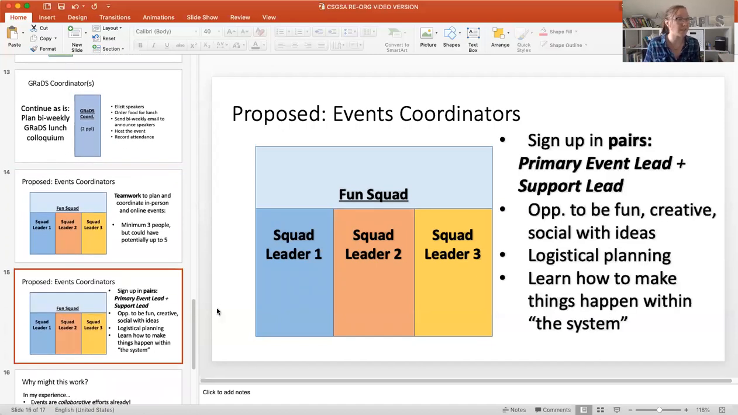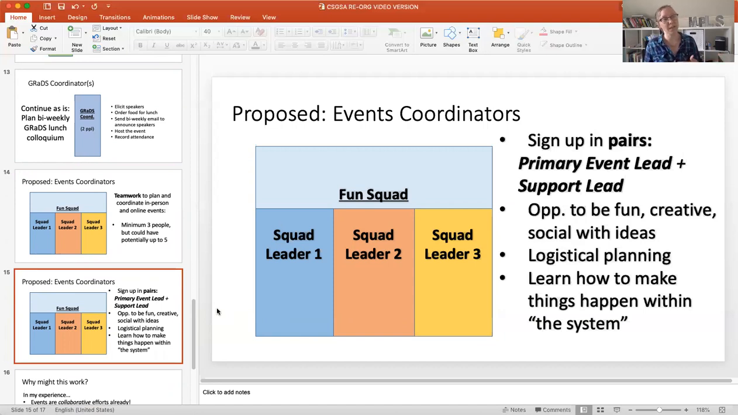The idea is that for each one of the events that are listed on that annual calendar of events, we have one person who is signed up as the primary event lead. So this means that the buck stops with that person. That person is ultimately responsible for making sure that everything happens. However, the way that CSGSA has operated has always been kind of a team thing. It just hasn't been very formal.